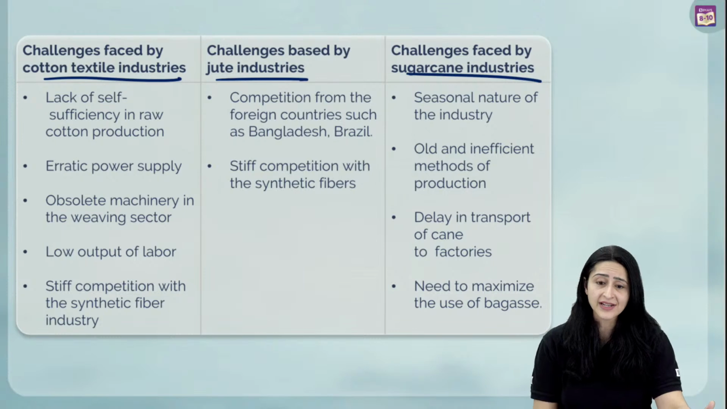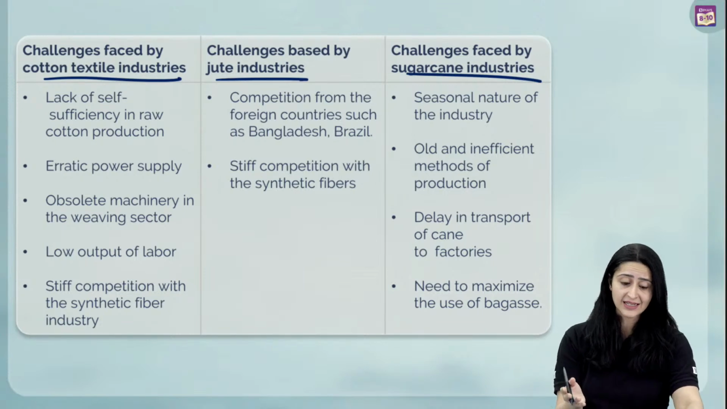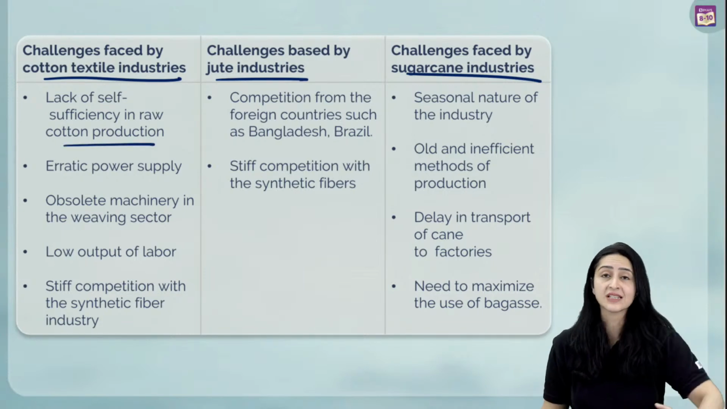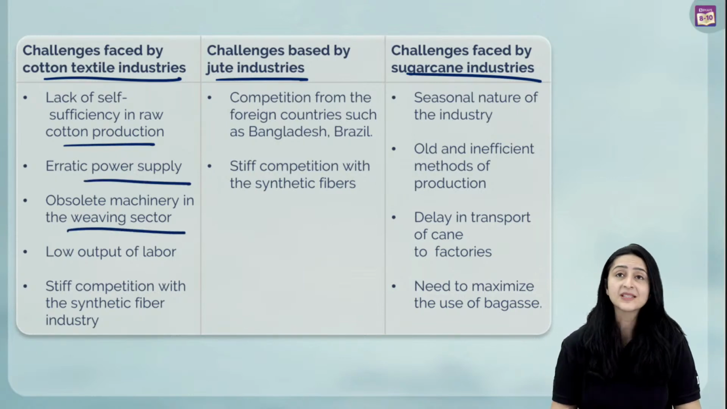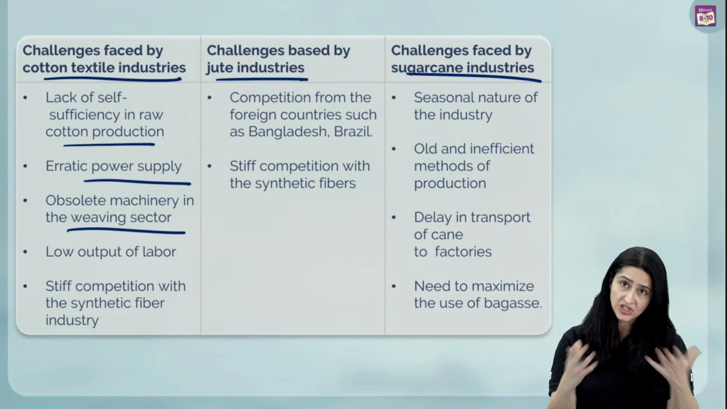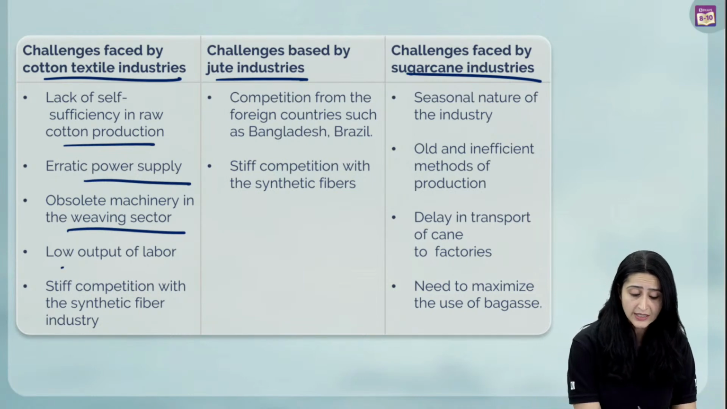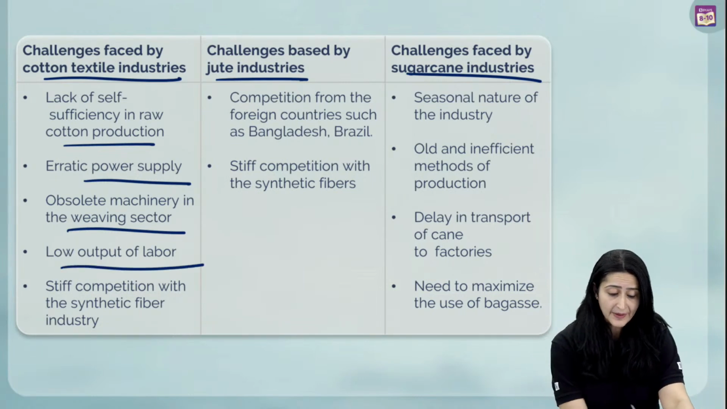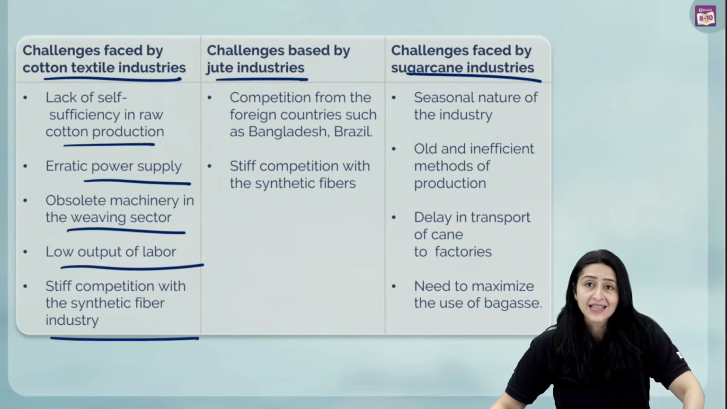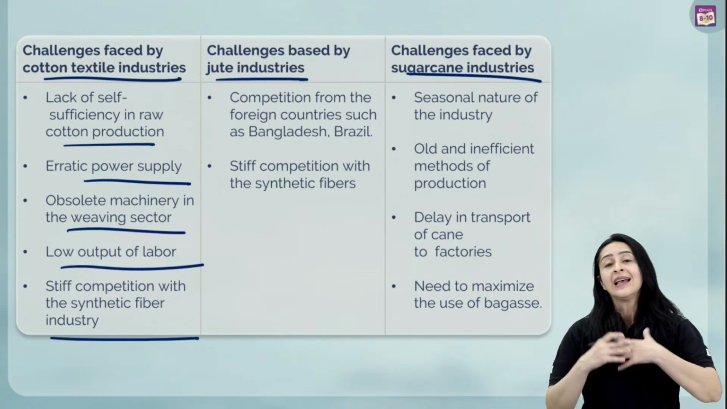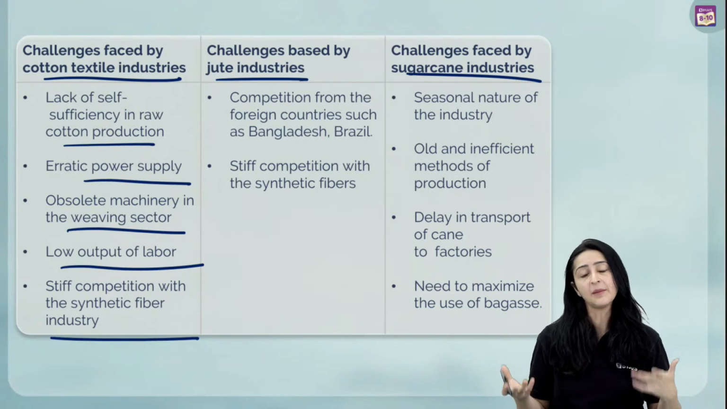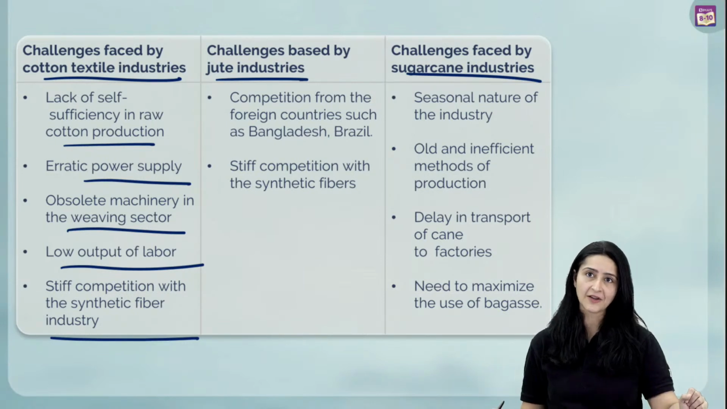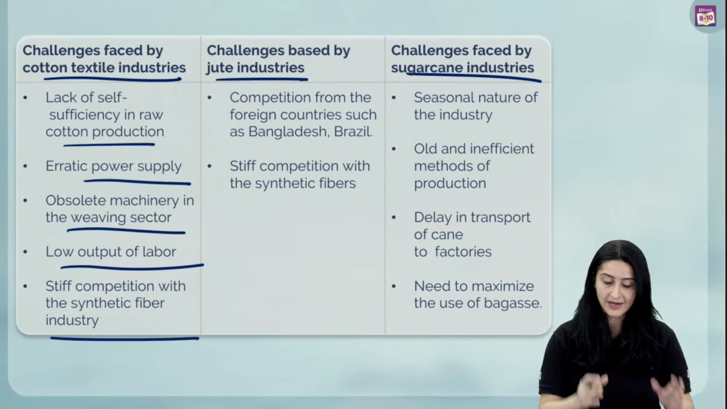Challenges faced by the cotton textile industries, we've already discussed in detail. Lack of self-sufficiency in cotton production, erratic power supply, obsolete machinery in the weaving sector, which is why our weaving is not of great quality, low output of labor, and stiff competition from the synthetic fiber industry, which means that natural fibers are much more expensive than synthetic fiber, and as a result people tend to go for synthetic fiber and buy natural fiber less.